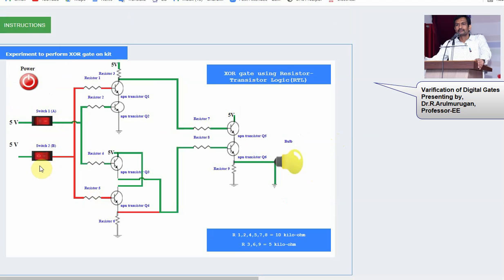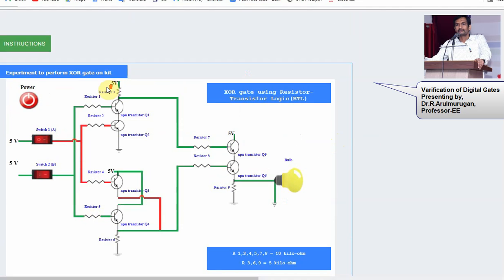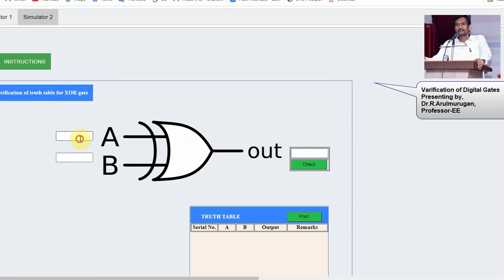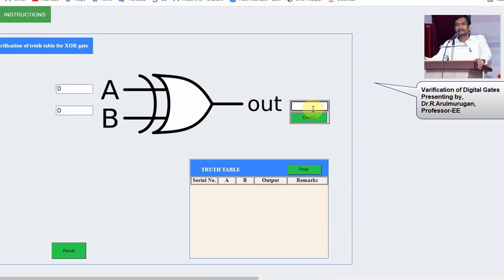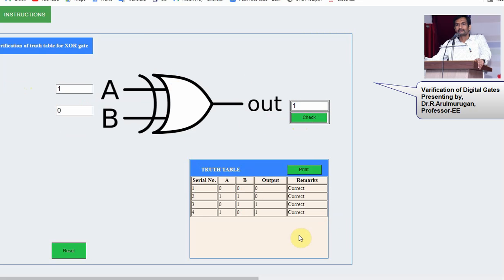Okay, 1, this is 0. 0, this is 1. So output is present. So this is called the XOR gate. Let's see the truth table. So 0 0, output is 0. 1 1, output is 0. If only one is present, output is present. So 1 0, output also 1. So this is the truth table for XOR.